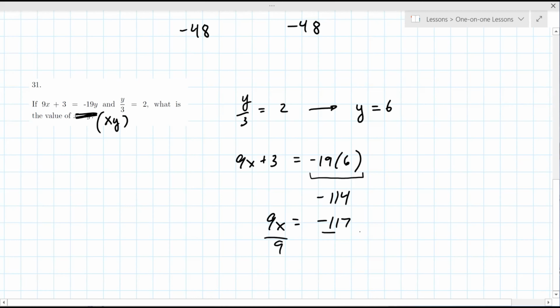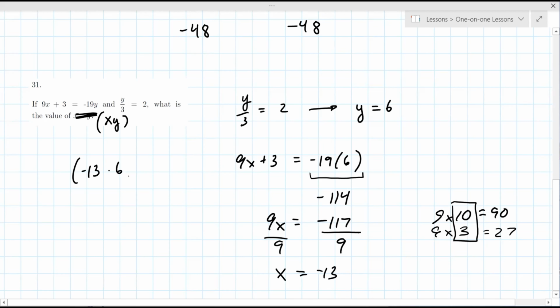So this does work. And you have to think about it in terms of, well, 9 times 10 is 90, so I know it's more than that. Well, how much is left over? 27. So 27 is 9 times what number? 3. And then this is your solution here. So x is minus 13. Well, that's not what we're looking for again, though. It's minus 13 times 6. So negative 78.